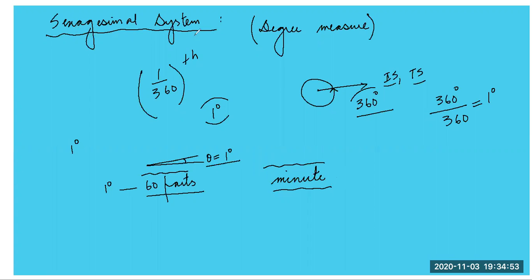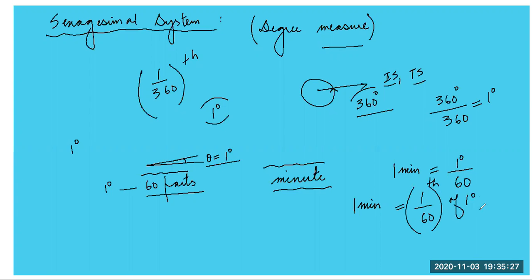This is all in the sexagesimal system, degree measure, right? So what is a minute angle, students? 1 minute angle is equal to 1 degree divided by 60. So it is 1/60th of 1 degree. You can say 1 minute angle is 1/60th of 1 degree. So imagine how small this angle will be.